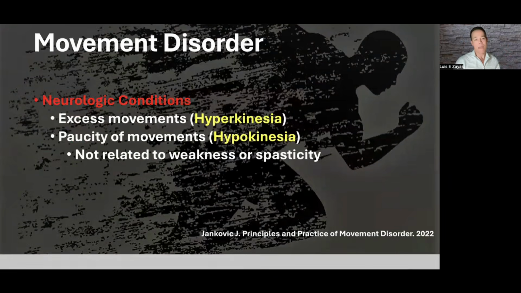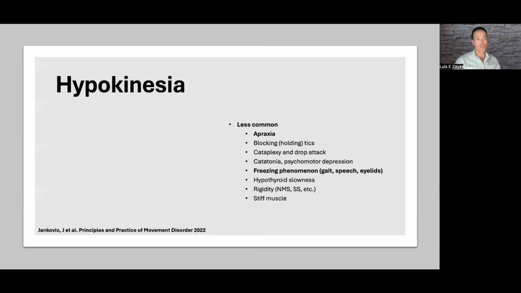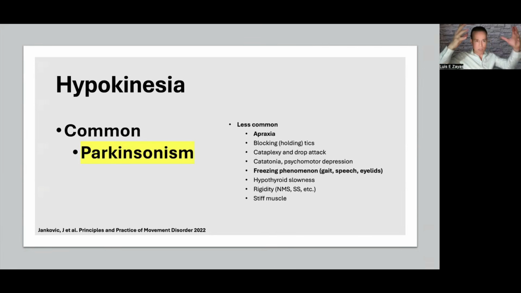Now let's talk about hypokinesia. Hypokinesia is mostly divided in two main areas: Parkinsonism and non-Parkinsonism etiologies. Hypokinesia is the big term. Hypokinesia means decreased amplitude of the movement. It's just decreased amplitude of the movement.